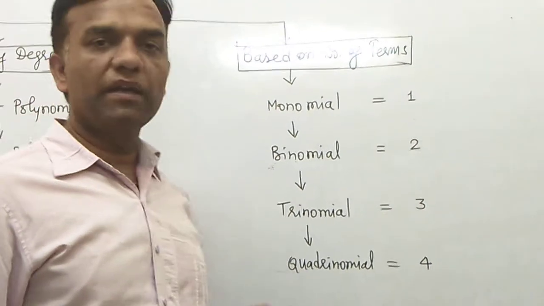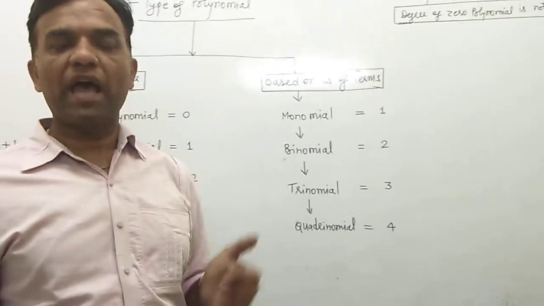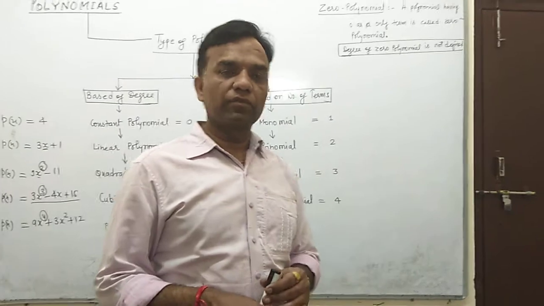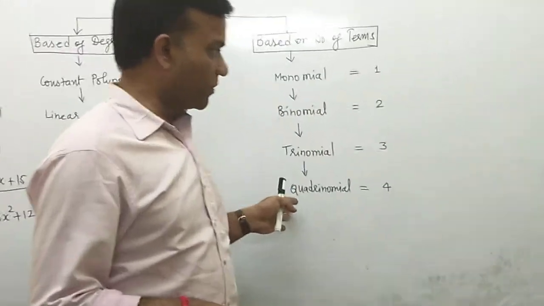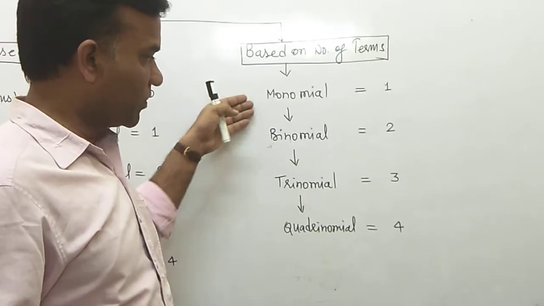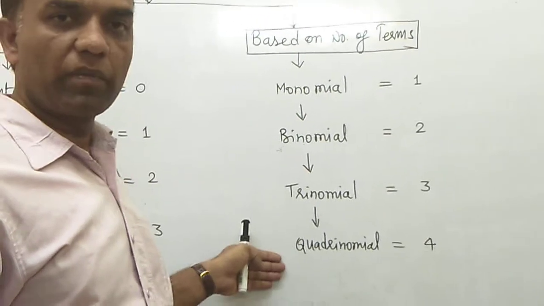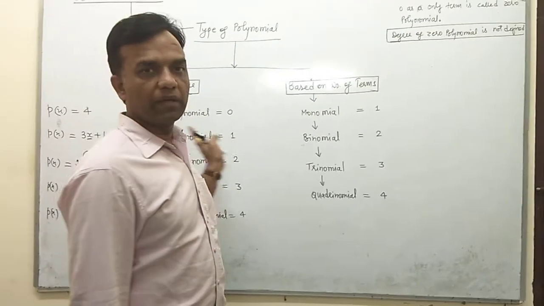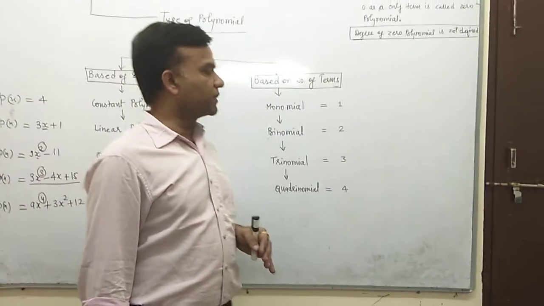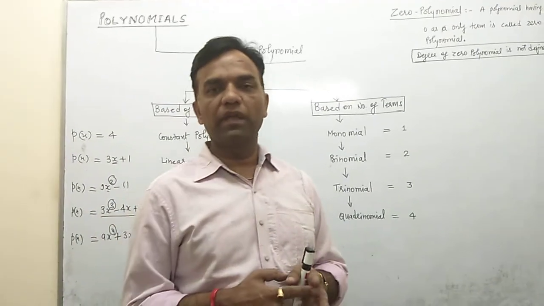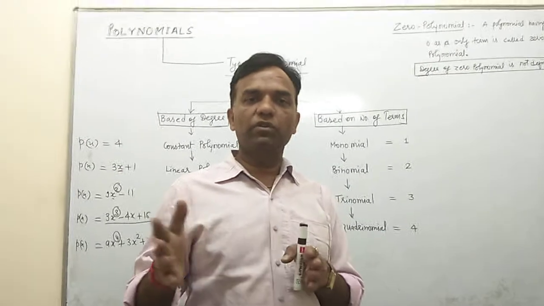A quadrinomial means a polynomial which has four non-zero terms, therefore they are included in the quadrinomial. So basically here we divide into monomial, binomial, trinomial and quadrinomial. They include four parts. So there are five parts related to the degree and four parts related to the number of terms. So there are a total of nine types given here, but basically you divide them into two parts.